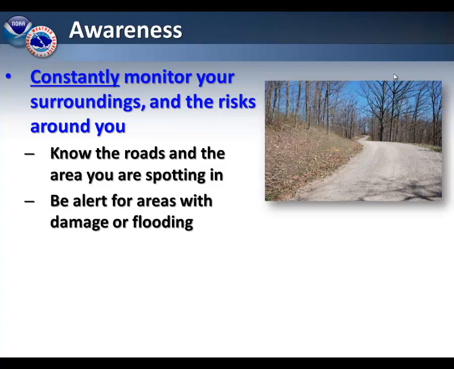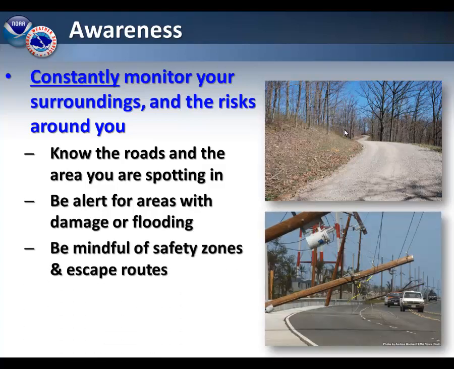In the example of this particular picture, this would be an area that could be prone to some flash flooding, not to mention all the trees that are around that could be blown down during a storm. You also need to be mindful of safety zones and escape routes. In this particular example, the cars are driving directly underneath these power lines, which could snap at any point given the weight of the power poles.